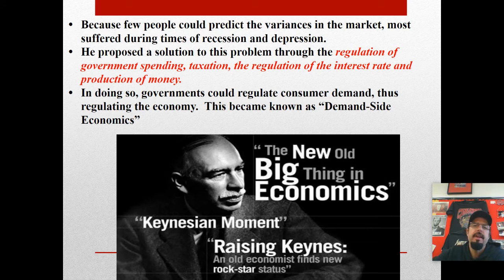Because few people could predict the variances of the market. Like, who saw this coronavirus coming and who saw that the market would tank? Maybe a month or two ago, people could start seeing this happening, but really, after that, I don't see many people that could see this coming. He proposed a solution to this problem through the regulation of government spending, taxation, regulation of interest rates, and the production of money. This is called demand side economics.